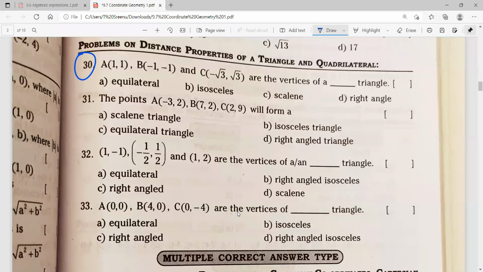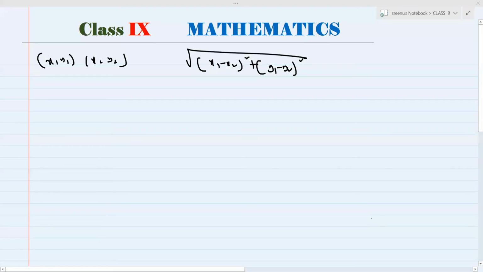Question 30. Three vertices, three points are given here, and it asks to show what kind of triangle they form. These are vertices of a dash triangle. So first of all, we shall know the triangle properties, like we have six triangles. Can you say the six triangles?